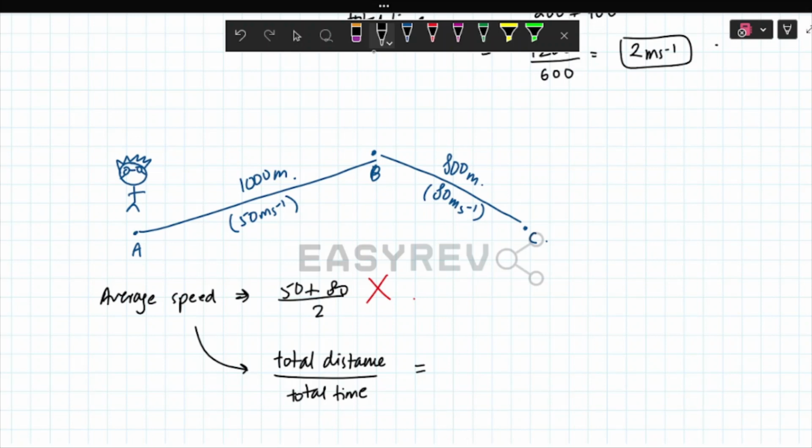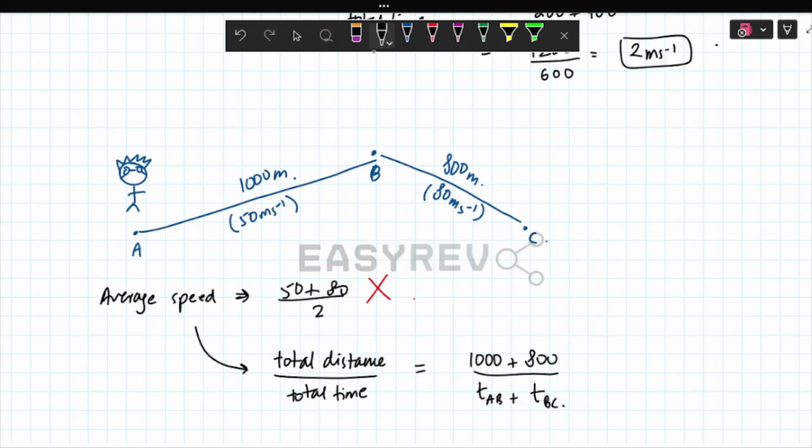The total distance is easy to compute. It would just be 1000 plus 800. But we don't know what the time durations for each of these paths are. But whatever those are, we know for a fact that they'd be different. So let's say the time taken to travel along the path AB is TAB, and the time taken to travel along the path BC would be TBC.